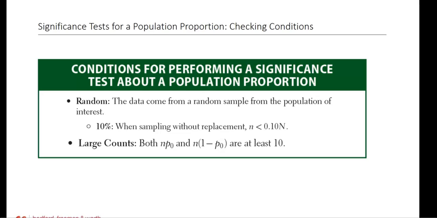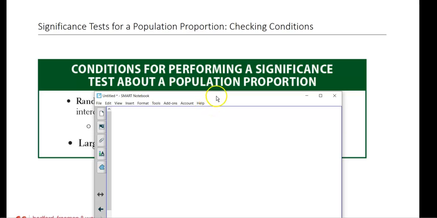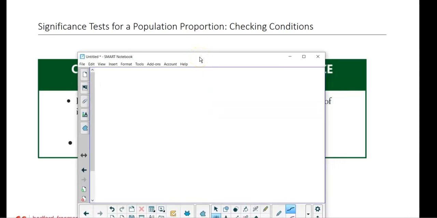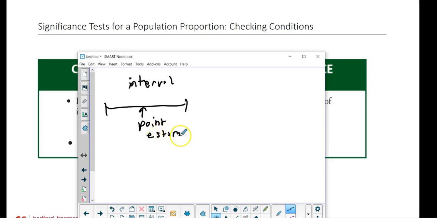So with proportions, let me try to explain the difference. This is the way I think of it. With an interval, in the middle of our interval, we have 2 end bounds, but in the middle is called our point estimate. The point estimate in the middle of our interval is p hat. So we use p hat when we check the large counts condition. That's what we used for the one prop interval.